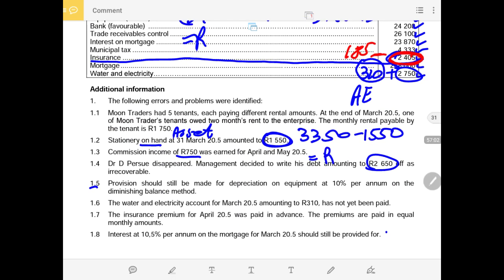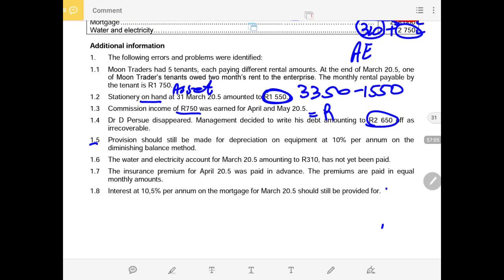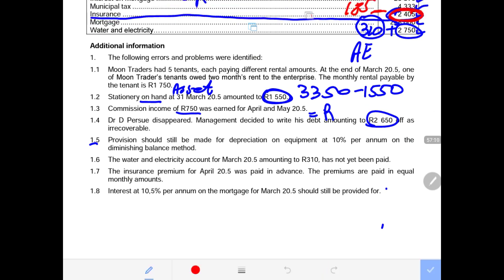Now that was number 1.7. The last one before the hour end. The last one says interest at 10.5% per annum on the mortgage for March 2005 should still be provided, meaning not yet provided for. Interest at 10.5% per annum on the mortgage for March should still be provided. That means there is interest for 1 month that is outstanding.